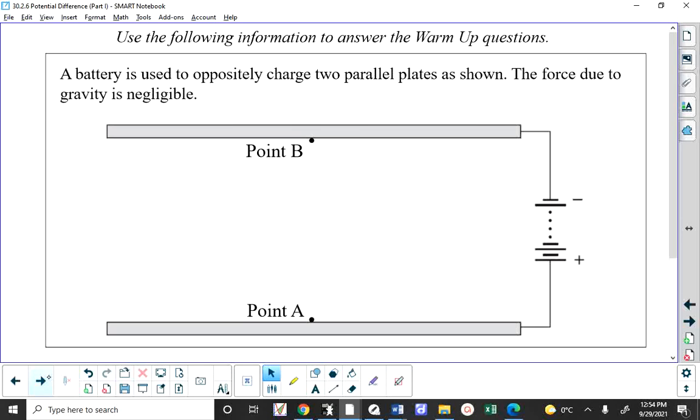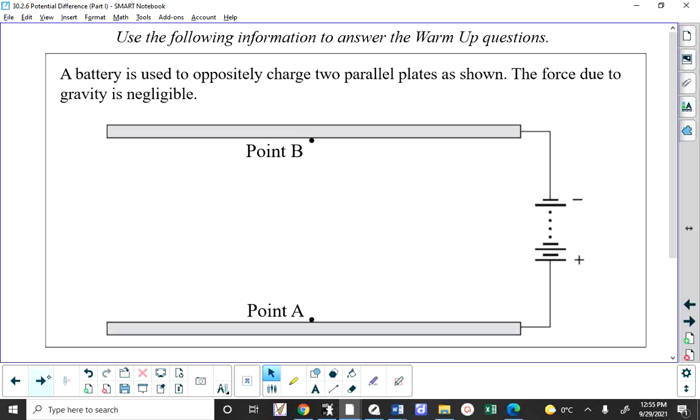So we're solving problems using potential difference, and we have a warm-up exercise that we're working on here. It's looking like page 34. Is that what I'm seeing? Page 34. So we have a battery that's used to oppositely charge two parallel plates, and we're going to assume that any object I put between these two plates, gravity is negligible. So the mass of the object that we're going to be dealing with is very, very tiny, and it's not what I want to focus on.